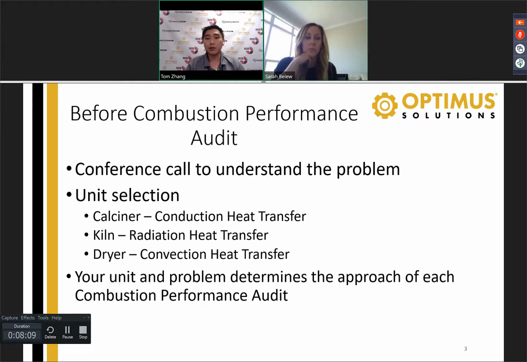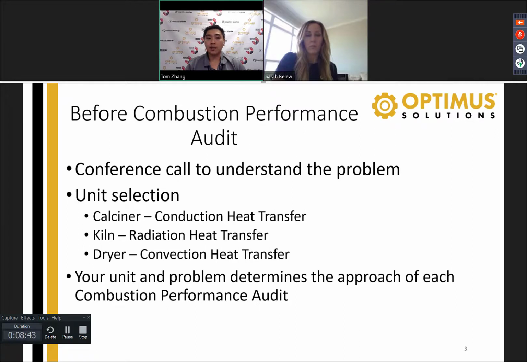Right, because the most important thing is normally: what is the problem? If we don't know the problem, we don't know what to do to further understand or diagnose it. And ultimately, by the end of the day, after you have a problem, you would like to know a solution. So before we even start a combustion performance audit, it is critical to know what type of equipment you have. It is important to know what a calciner is. An indirect fired kiln is the other definition for a calciner.